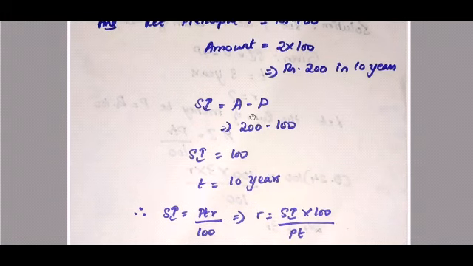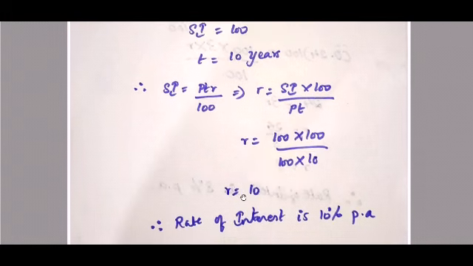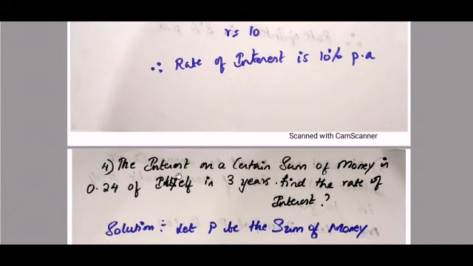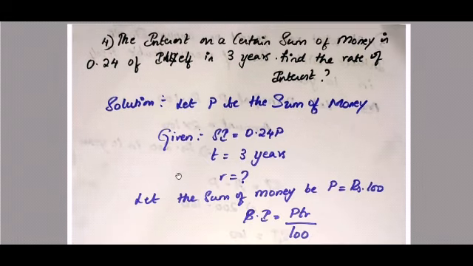So simple interest is equal to amount minus principal. 200 minus 100, simple interest is equal to 100. The time that they have given is 10 years in the question. Therefore simple interest is equal to PTR by 100. Rate is equal to simple interest into 100 divided by PT. R is equal to 100 into 100 divided by 100 into 10. R is equal to 10. The rate of interest is 10% per annum. Moving on to the next question.